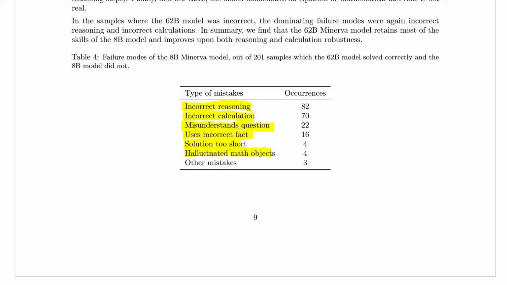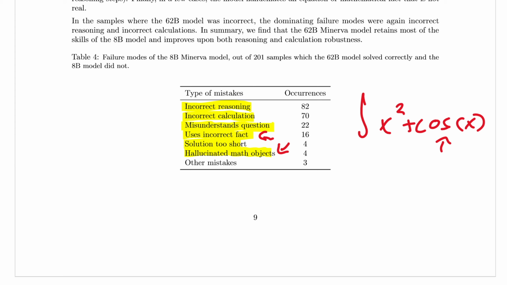And can I just talk for a second about how hilarious this "hallucinating math objects" is? Imagine I have to solve the integral of, I don't know, x squared plus cosine of x, and then I forget how to do this, so I just make up my own rule for how to integrate it. I don't know if that's exactly what this is referring to. Maybe that would be an incorrect fact, and hallucinating a math object is just putting something in for convenience. Anyway, it's kind of funny.